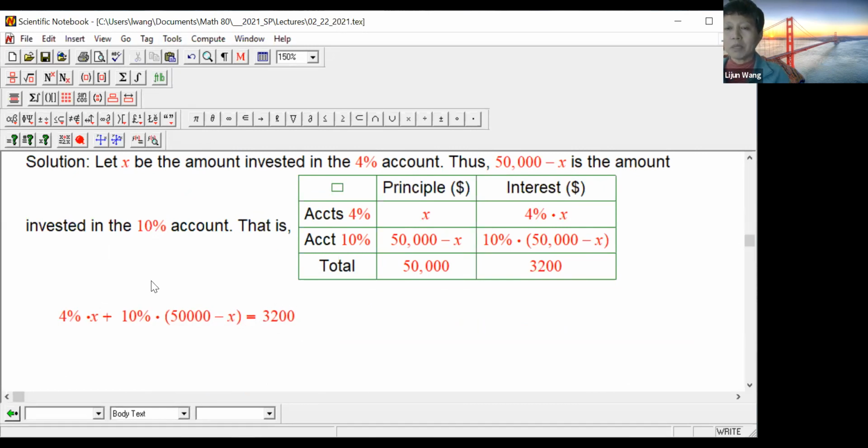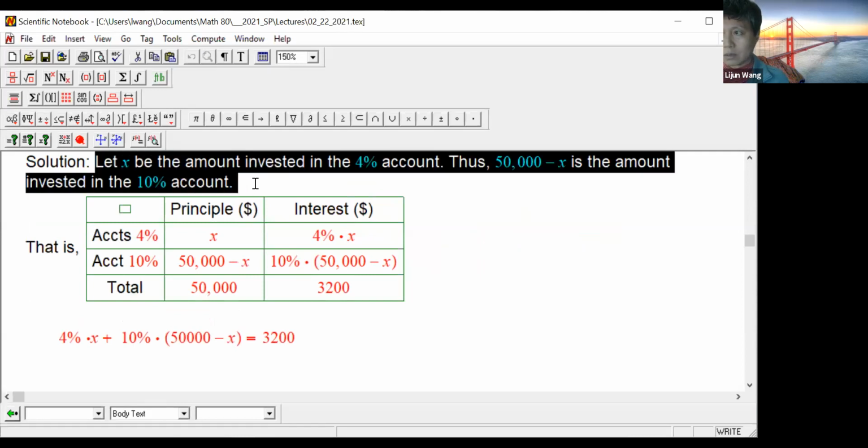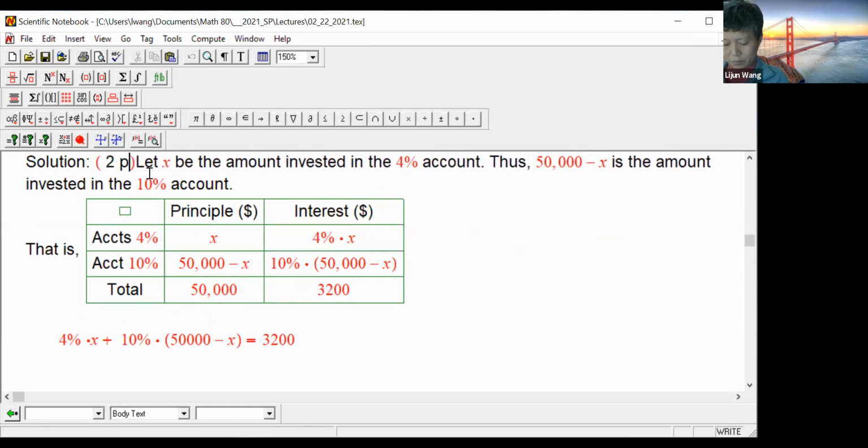Let me tell you how many points I give on these two sentences. 2 points.